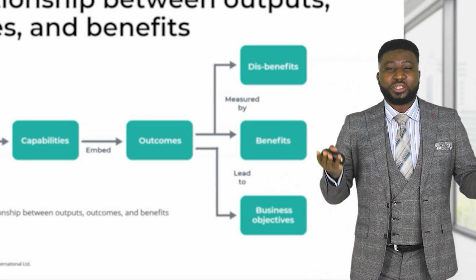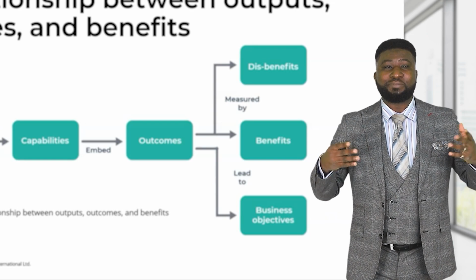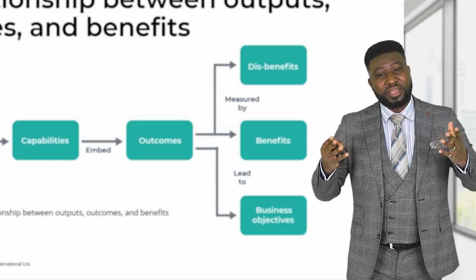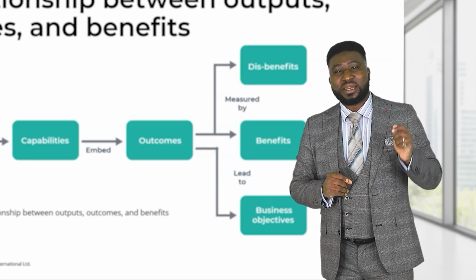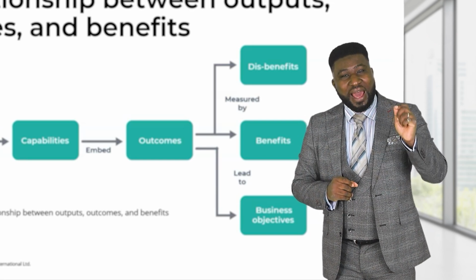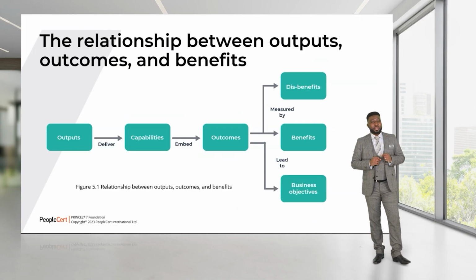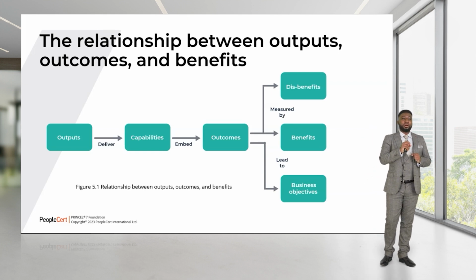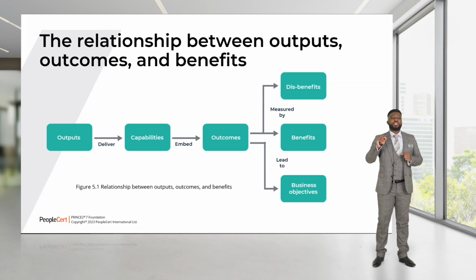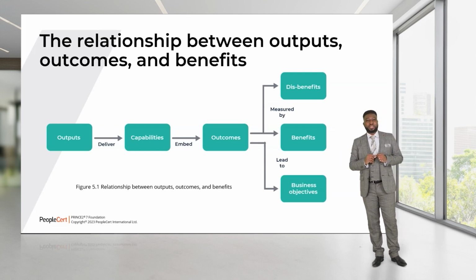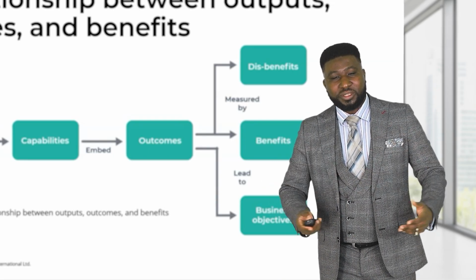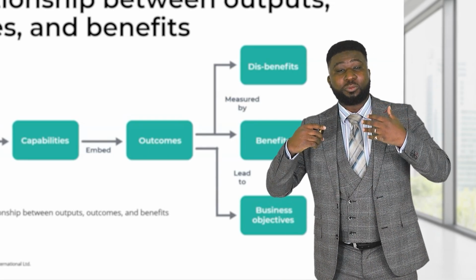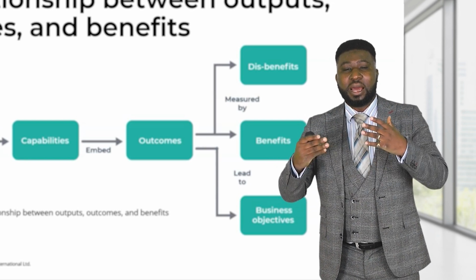So I have to weigh the two against each other. And if the disbenefits outweigh the benefits, I should stop. That means I've chosen the wrong option, or I've decided to implement that option at the wrong time. Of course, we hope that the outcome itself will lead to the achievement of the business objectives. So the stated objective, which is we want to increase productivity, we want to make sure that we produce more widgets, this is the outcome that we want.